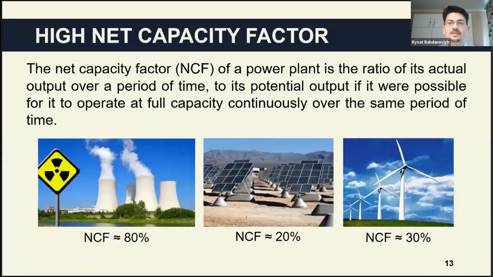The next significant argument in favor of nuclear energy is capacity factor. This indicator gives information on the average percentage of time during which a power plant works at full power. Nuclear power plants have the highest NCF of around 80%. Those of solar and wind plants are 20 and 30% respectively. That is why nuclear power is the answer for high energy demand.